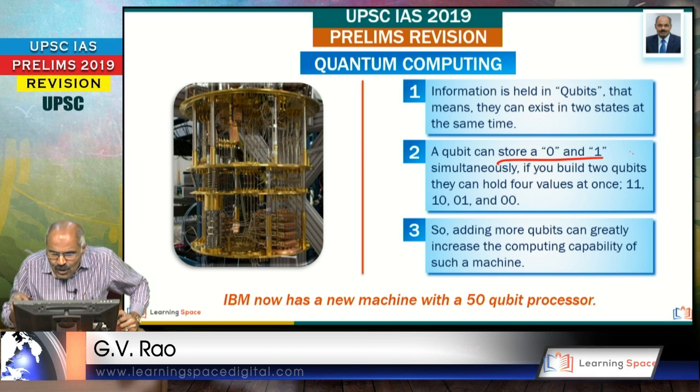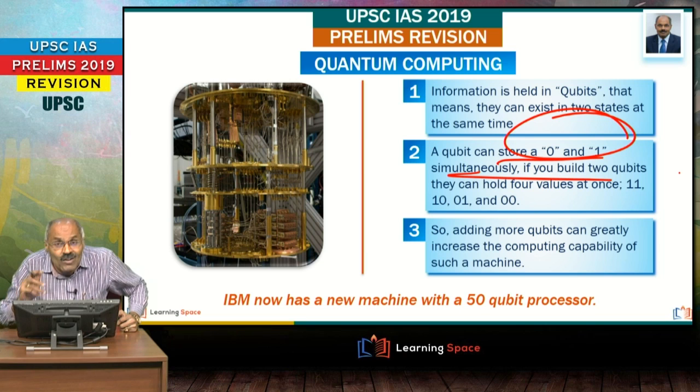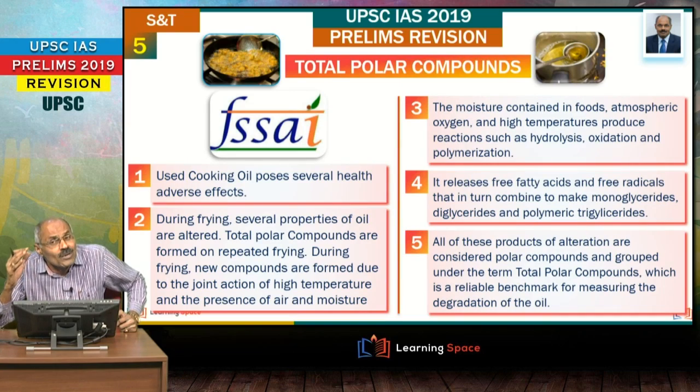So here a qubit can store 0 and 1 simultaneously. This is about quantum computing. So let us leave this discussion here. Let us venture into some important aspect, total polar compounds.